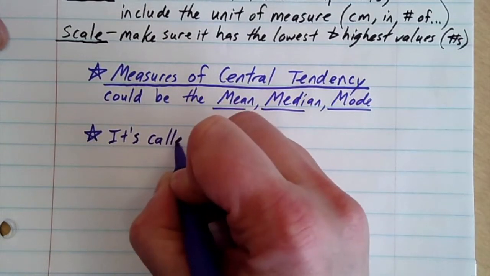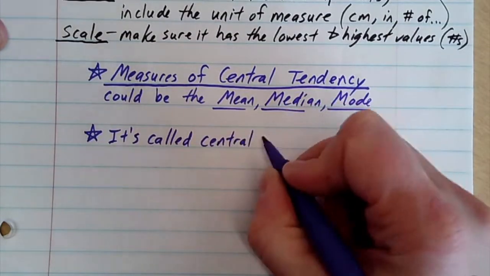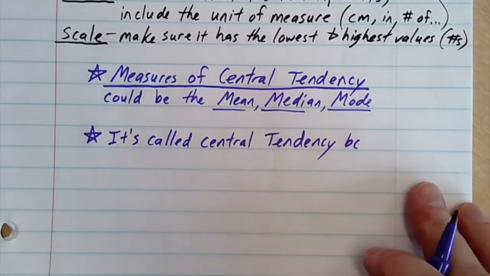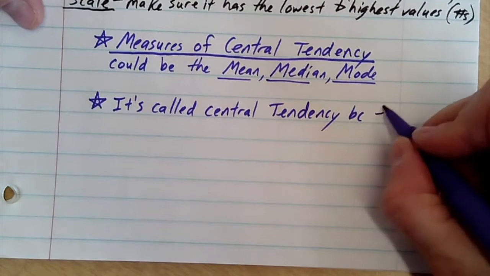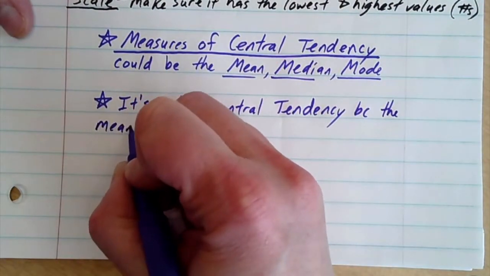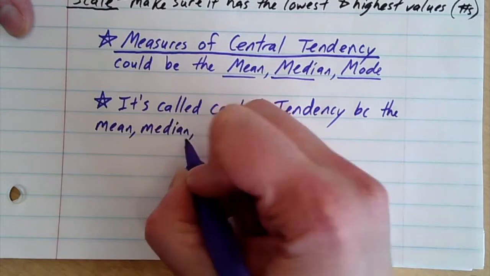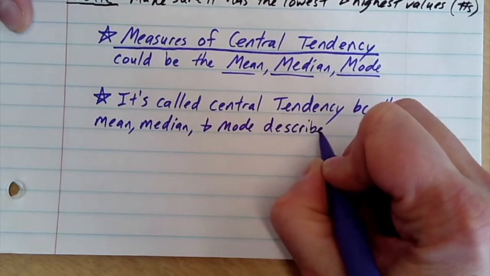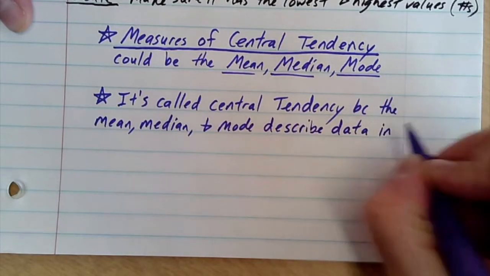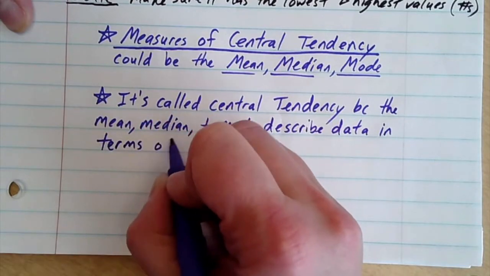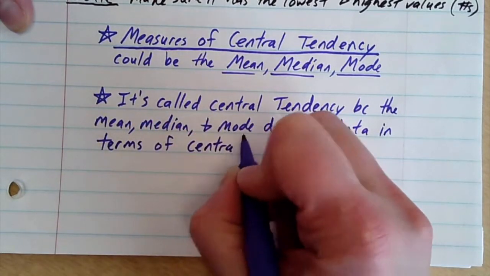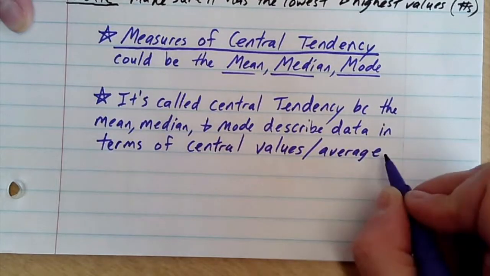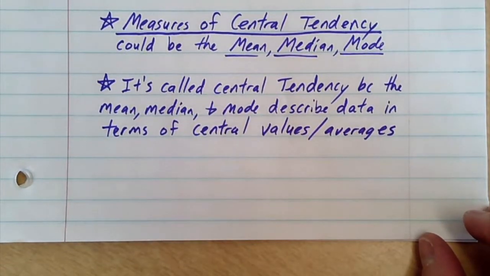It's called central tendency because, BC in my notes means because, the mean, median, and mode describe data in terms of central values or averages. So you can have central tendencies and they could be mean, median, and mode, and we will talk more about that.